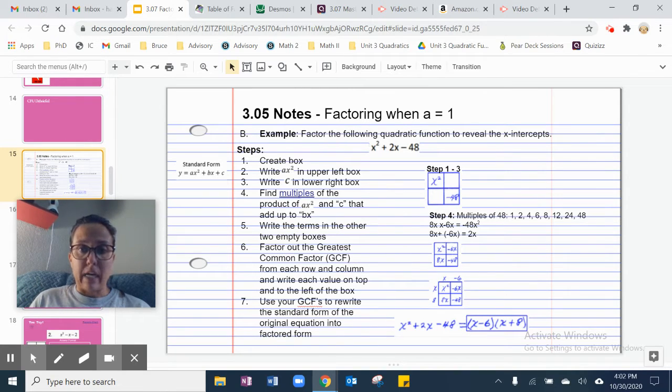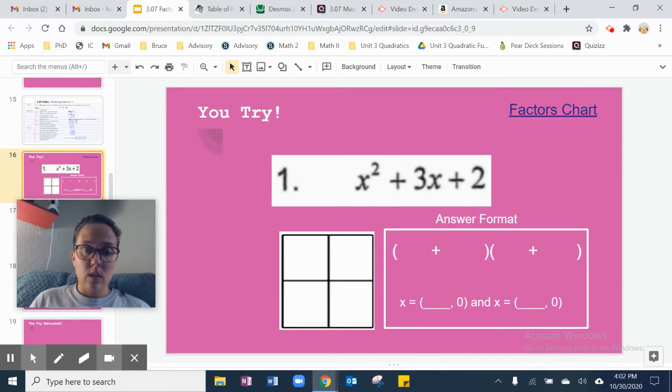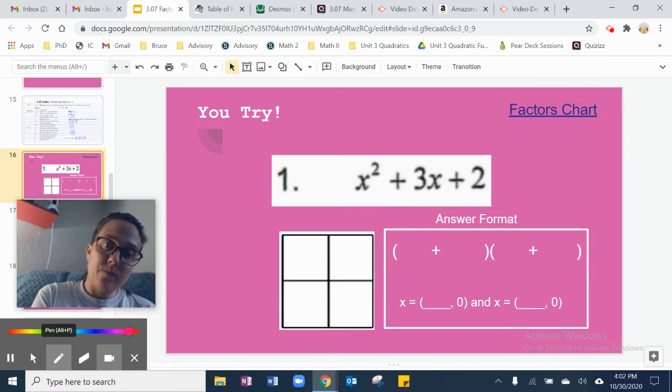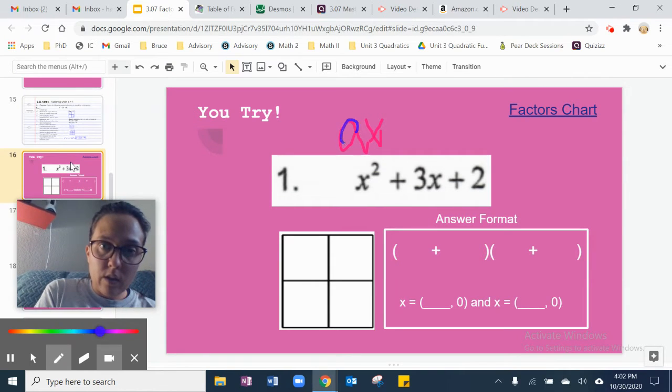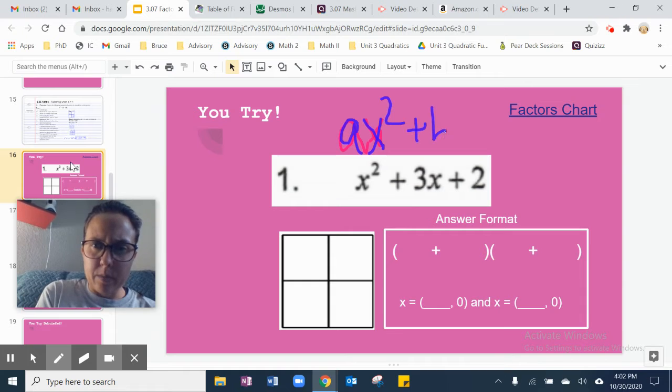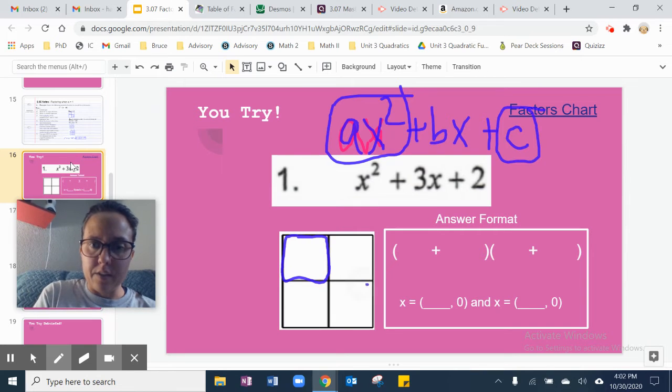Step 1, create the box. That's done for us. Step 2, write ax squared in the upper left box. Step 3, write c in the lower right box. So ax squared plus bx plus c. We want to put this in this box and this in this box. So ax squared is just x squared, and c is 2.